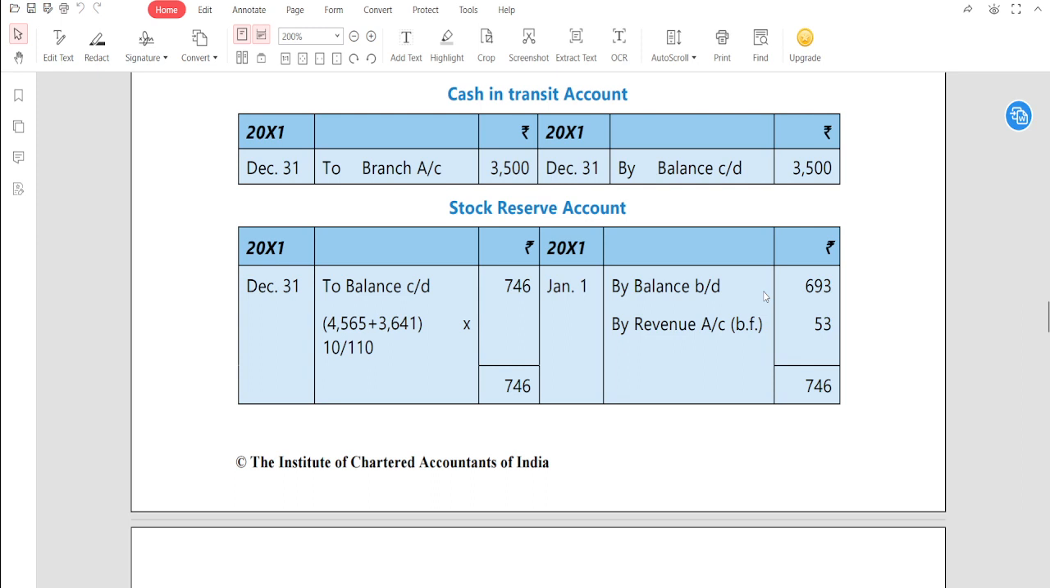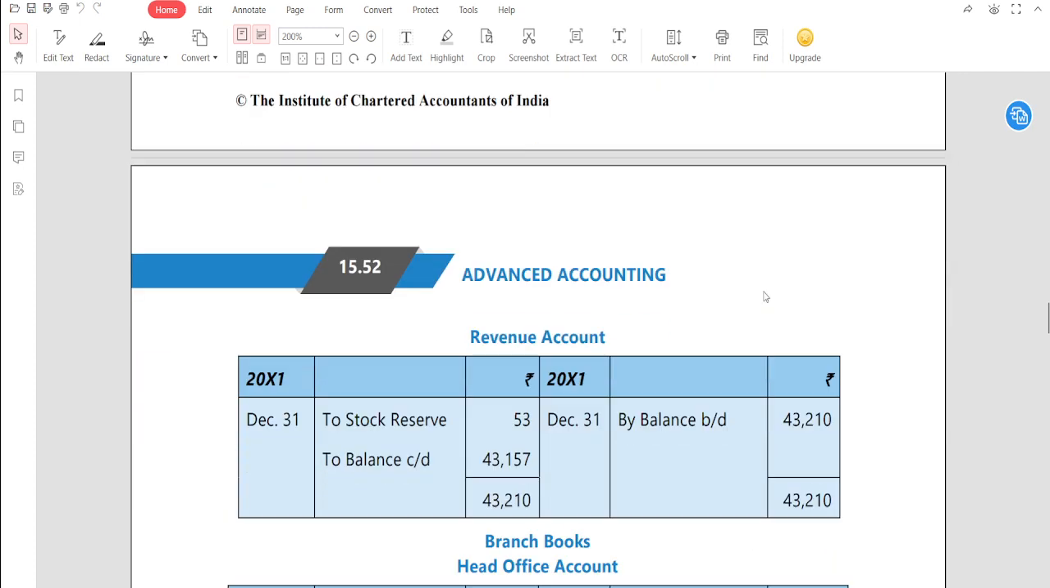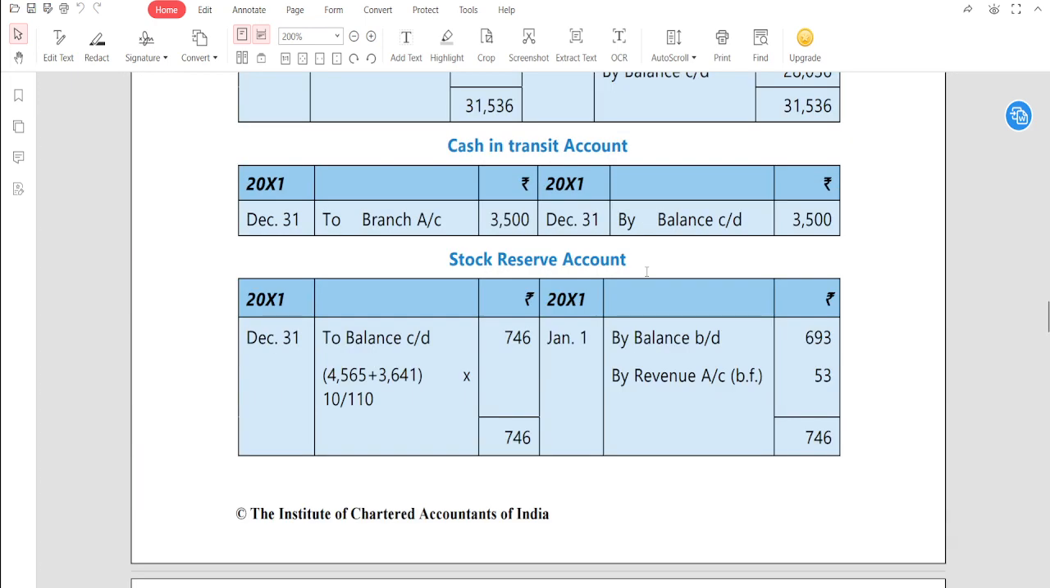So the branch PL account, sorry, branch revenue account balance is 53. So this 53 will be transferred to here. So opening balance 43,210, stock reserve 53. So what is the closing revenue balance? 43,157. Done, sir. Now go to above.